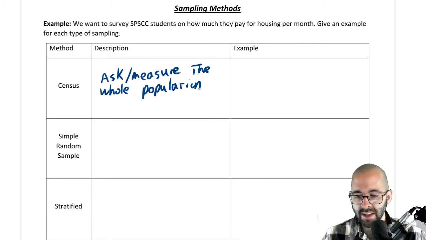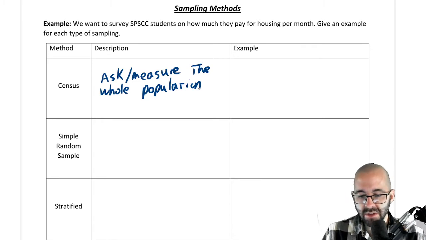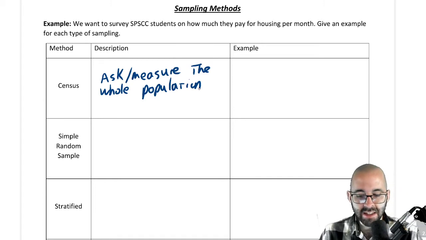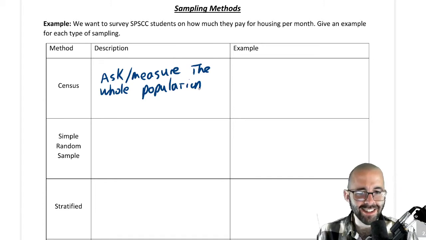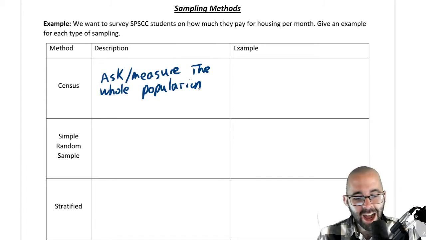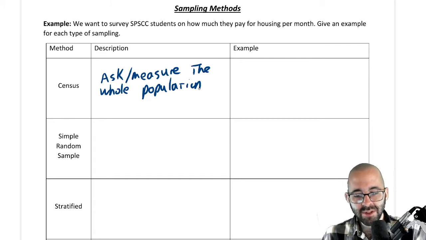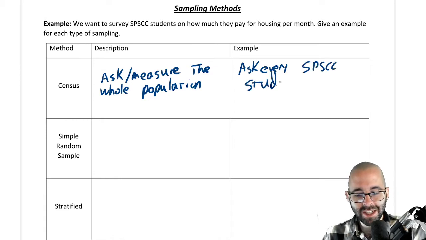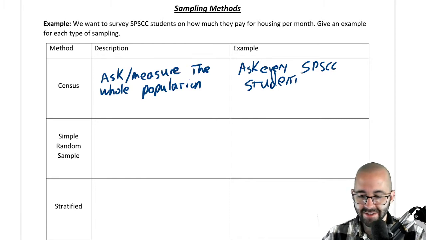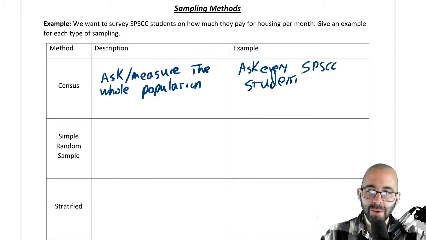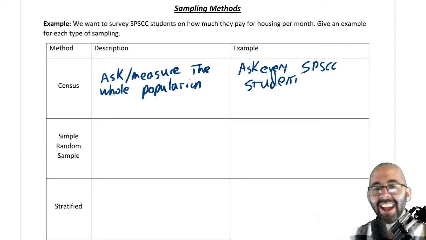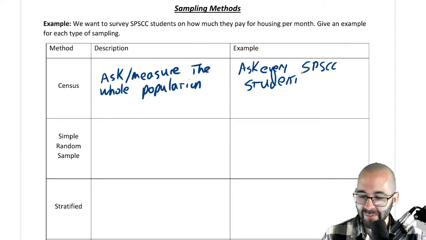And this is great. So in this example, if we're surveying SPSCC students on how much they pay for housing, this would just be ask every SPSCC student, which would be difficult. Not to mention, I'm sure some people wouldn't want to answer, and it would be very hard to ask everyone.